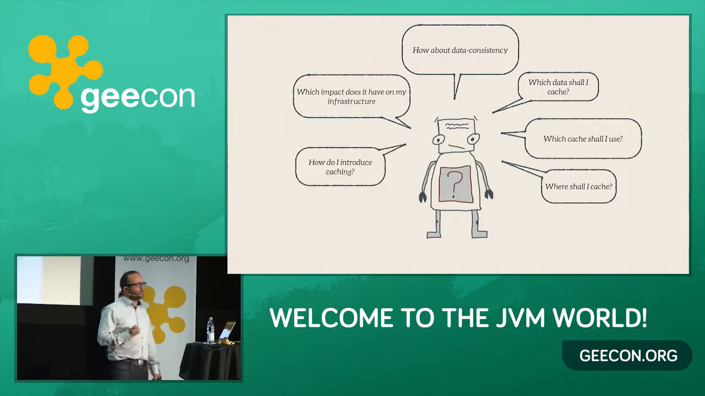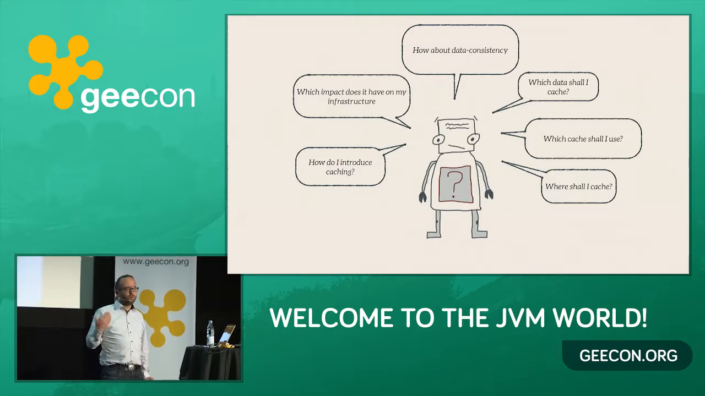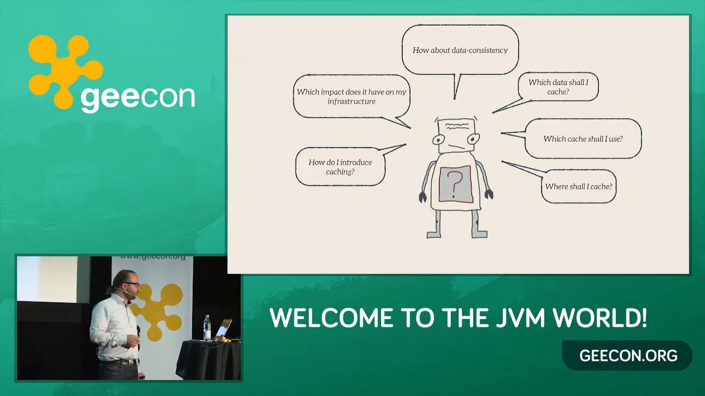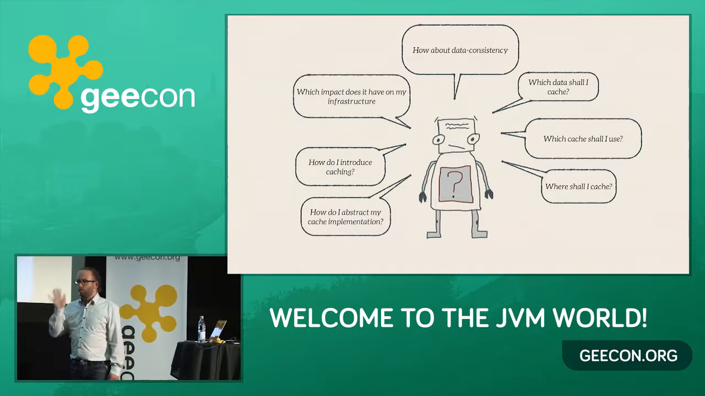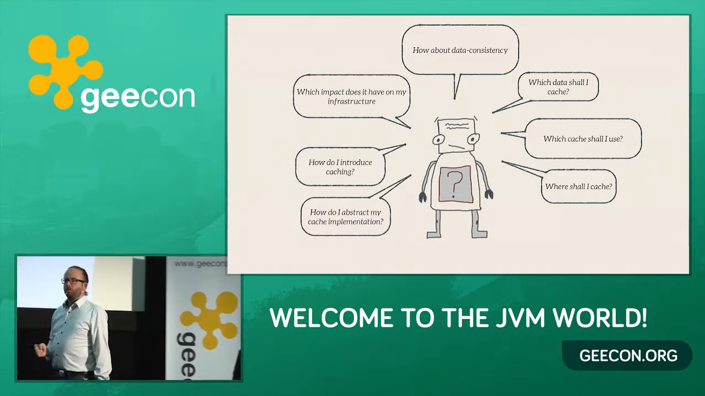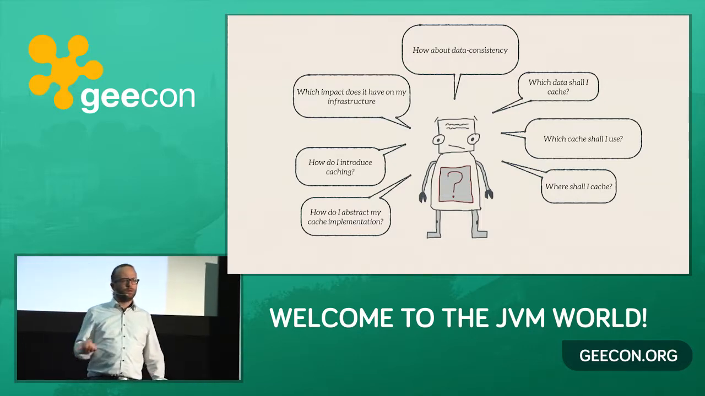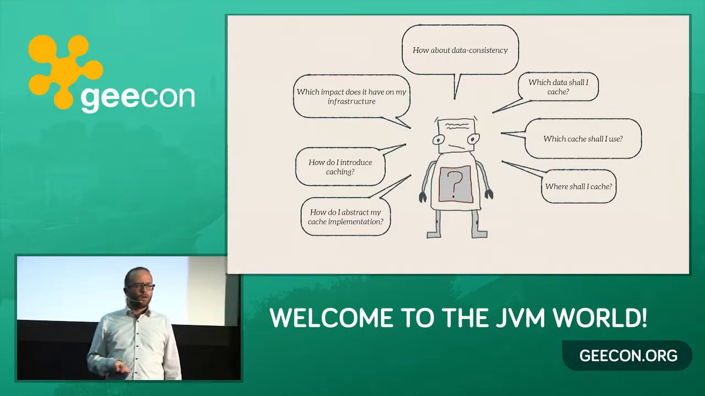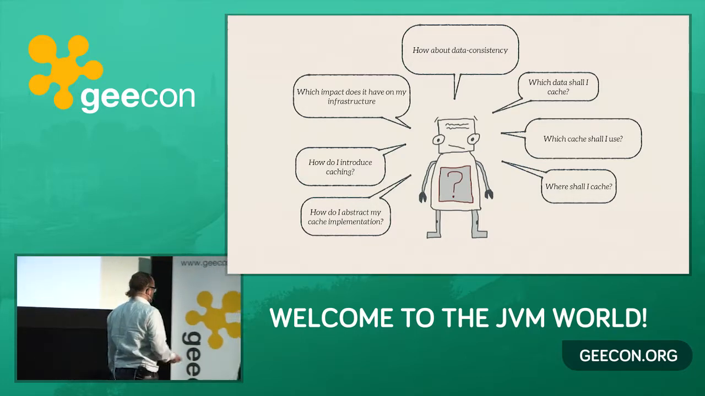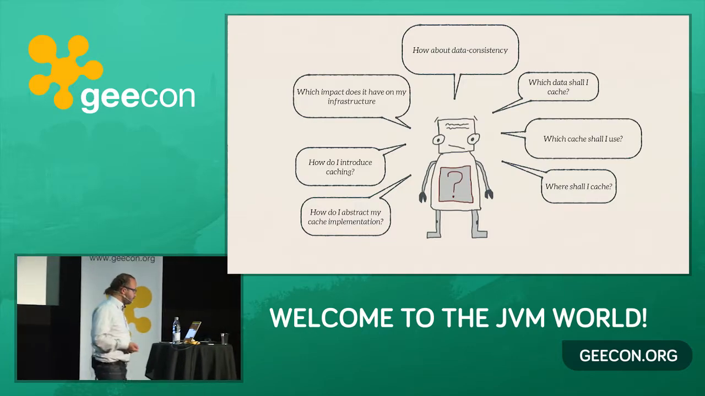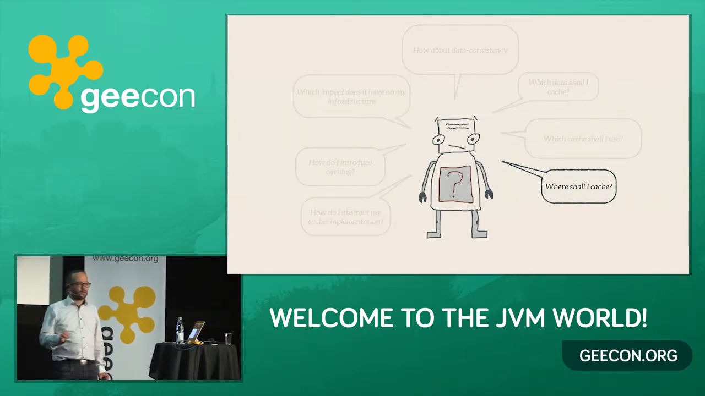The next thing is, how do I introduce caching? Do I go big bang, fully distributed in the first step without optimizing my application? Or do I optimize my application and then go ahead in smaller steps? And finally, I do not want to swamp my code with a lot of caching API stuff. So is there any kind of abstraction in place? Now, the first thing I would like to address is where in my application should I cache?